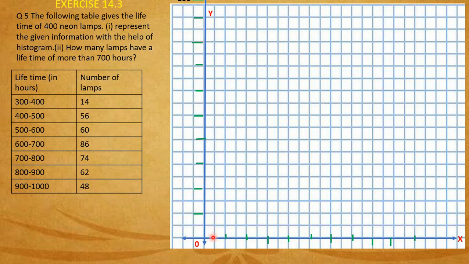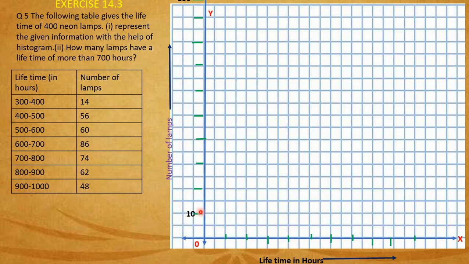We have to take the two axes, the perpendicular y-axis and the horizontal x-axis, and as we know, the graph paper consists of squares. So these squares, we assume that these are 1 unit length, and by observing the number of lamps we can understand what value we have to take on the y-axis to represent the given data appropriately. So on the y-axis we take the frequencies, that is, the number of lamps, and on the x-axis we take the lifetime, that is, the class interval.